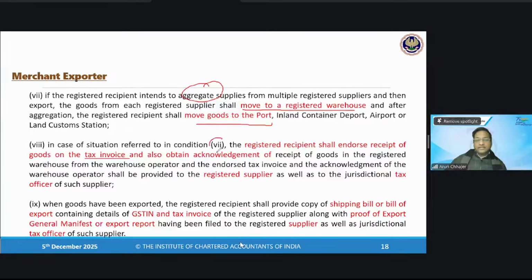In case of condition 7, the registered supplier shall endorse the recipient of the goods on the tax invoice and also obtain the acknowledgement. When the goods have been actually exported, the recipient shall provide the copy of the shipping bill containing the details of the GST and the tax invoice of the registered supplier, along with the proof of export general manifest (EGM) or export report having been filed, to the supplier as well as the jurisdictional tax officer of the supplier.